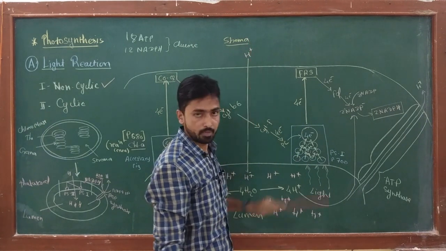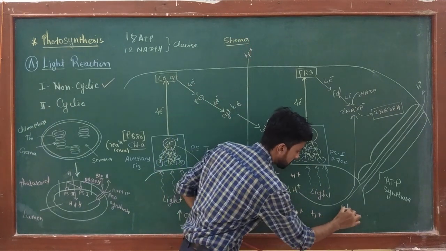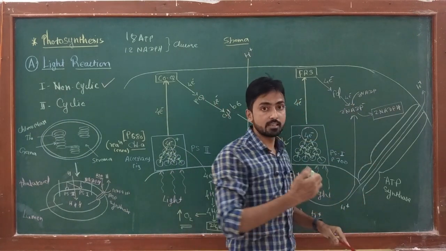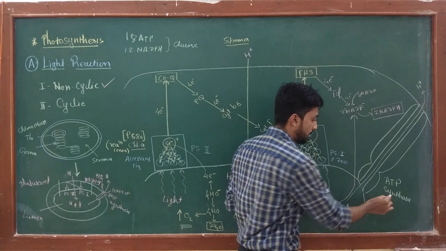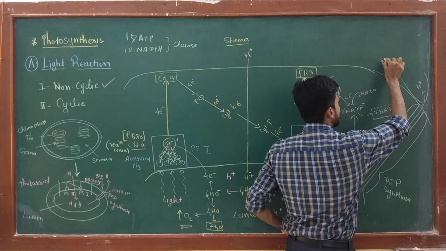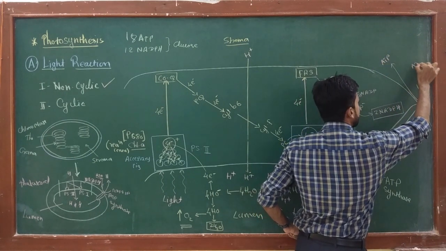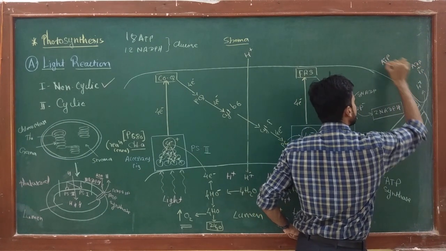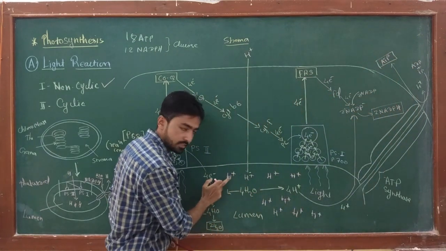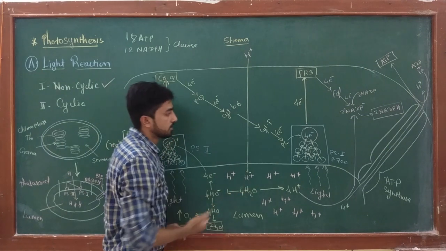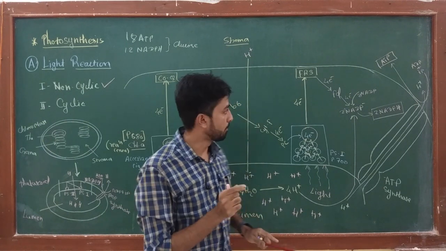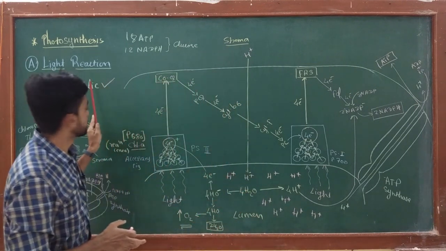into the stroma. When hydrogen from the lumen passes through ATP synthase into the stroma, energy is released, and that energy is used by this enzyme for production of ATP from ADP and inorganic phosphate. So the gradient which is produced inside the lumen finally leads to the production of ATP, which is the second main product of the light reaction.